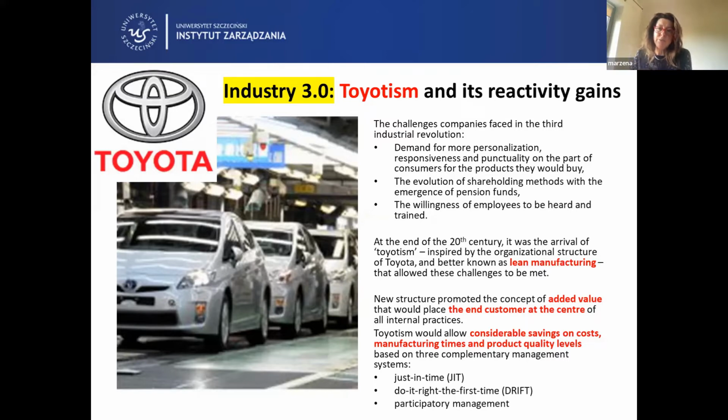But it was presented to the world and described to the world by Womack and colleagues, at the end of the 80s, at the beginning of the 90s. So it was like a shock therapy for all over the world, and the concept of Toyota, like just in time, like do it right the first time, like participatory management, was very, very new.